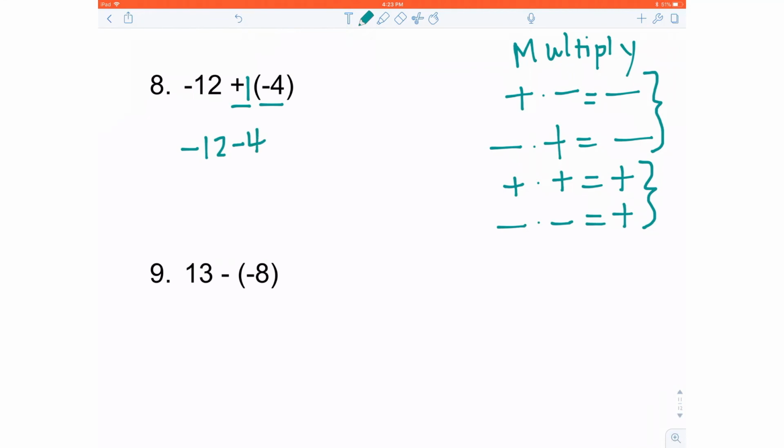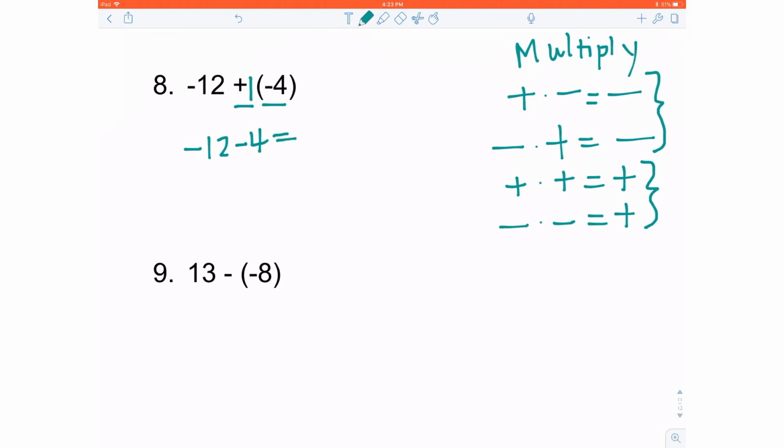Now we can go ahead and treat this like a regular problem and say, okay, negative 12 minus 4, these have the same sign, so I'm going to add them, and I'm going to keep the sign, and that gives me negative 16. Here, same thing. We're going to put that 1 in between the sign and the parentheses. We have -1 times -8. Negative times negative is positive. So this becomes 13 plus 8. And 13 plus 8 is 21.